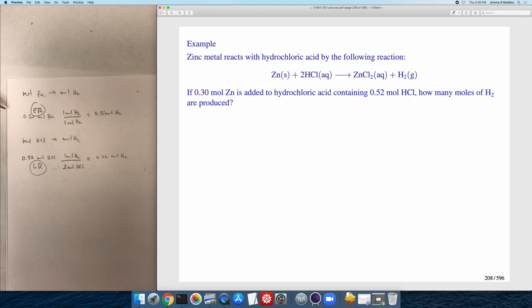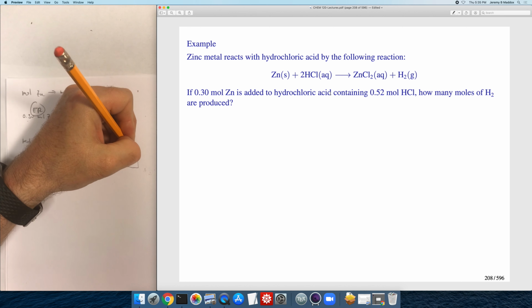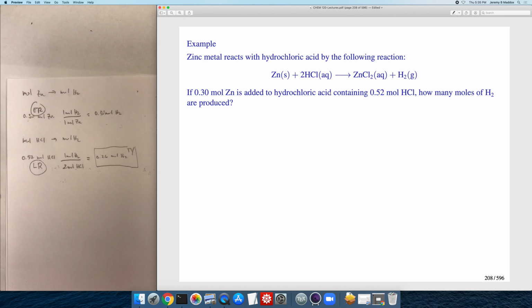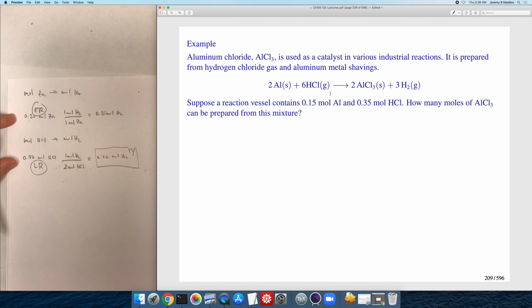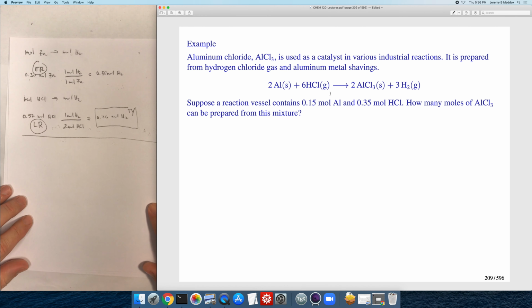Okay. So the answer to this question, the theoretical yield, is 0.26 moles of H2. That's the maximum amount of H2 that we can make, given these two amounts of reactants. Here's another example. Let's go ahead and work this one too.